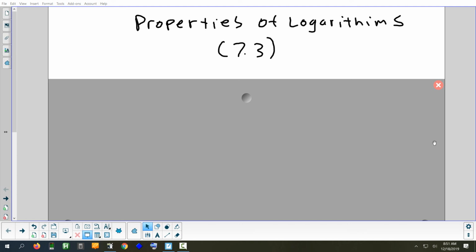And then we're going to look at properties to take logs and either combine them or split them. Kind of like if you had 2x plus 3x, you can write 5x, right? You can combine like terms. Well, you can do that with logs too. There's rules for combining them together.